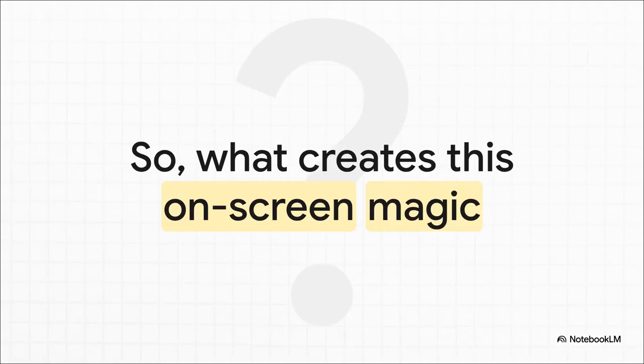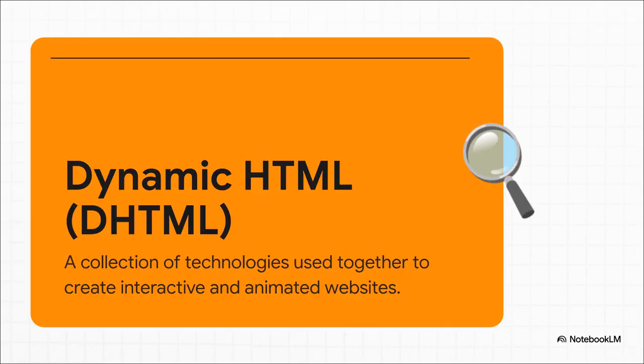Well, the answer isn't some single magical invention. It's actually a brilliant team of technologies, all working together right inside your web browser. They're the ones creating that dynamic, interactive feeling that we pretty much take for granted now. And this powerful combination has a name, and it's really the first big key to understanding the modern web. That team is called Dynamic HTML, or DHTML for short.